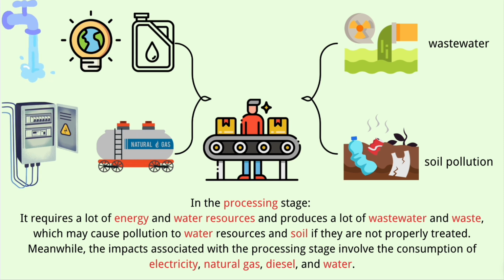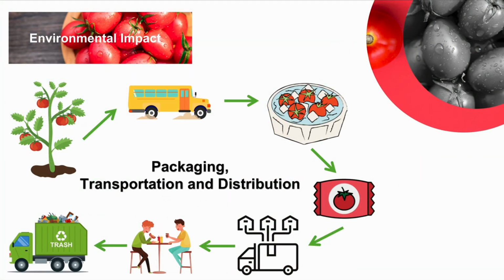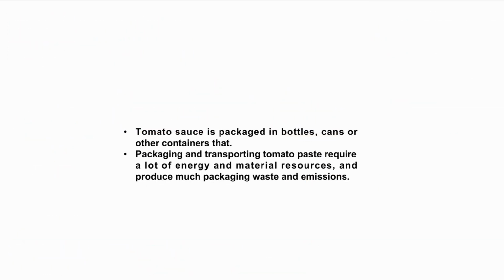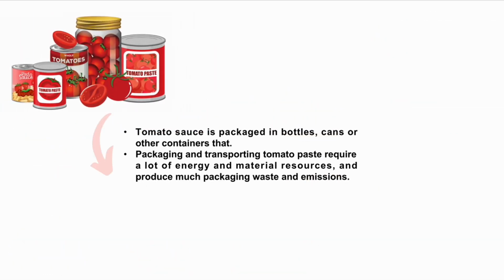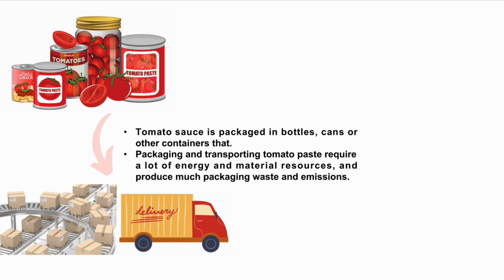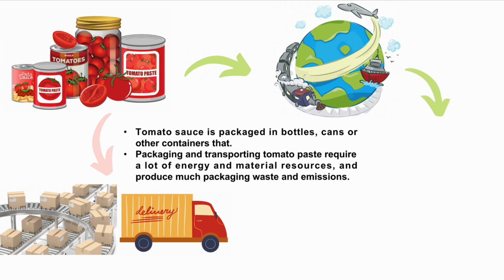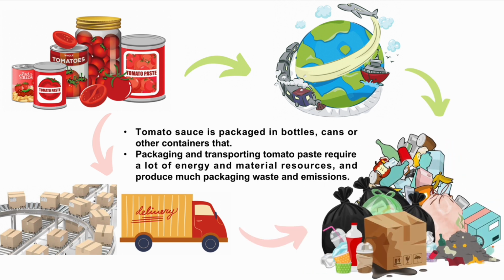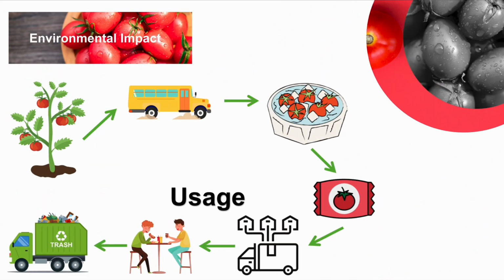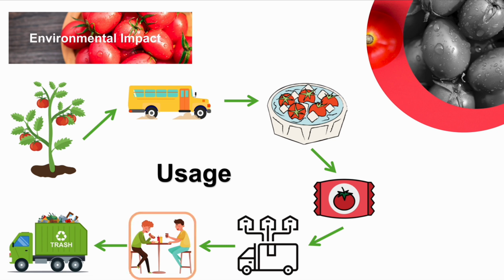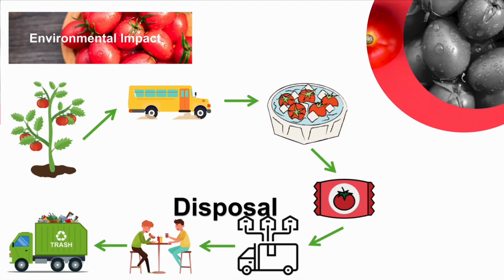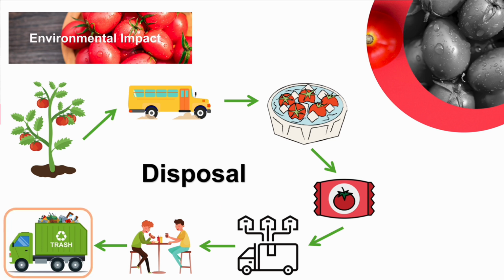And in the packaging and transportation stage, tomato sauce is packaged in bottles, cans, or other containers that, depending on the materials used and the mode of transportation required, may have an impact on the environment. Packaging and transporting tomato paste requires a lot of energy and material resources and produces a lot of packaging waste and emissions. It may cause pollution to the environment and ecology. During sale and use, consumers may dispose of packaging and residues in nature, which can pollute the environment. Finally, at the disposal stage, once the tomato sauce has been used up, the packaging and any remaining tomato sauce are disposed of, which can have an impact on the environment.